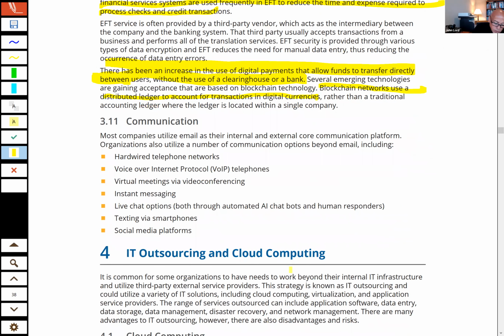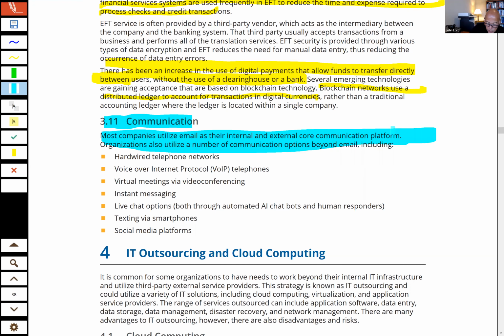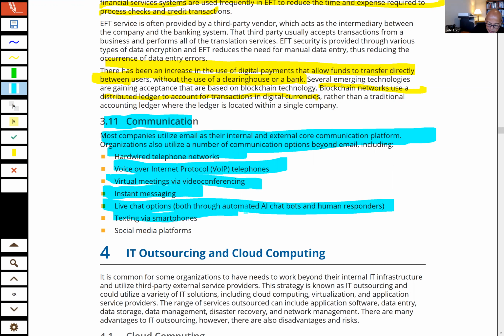Communication, okay, let's go ahead and take a look at some of the communication aspects here. Most companies utilize email in their internal and external core communications, but there could also be hardwired telephone networks, voice over internet protocol, virtual meetings via video conferencing. Again, some of this sounds childish after what we've been through. Instant messaging, live chat options, texting via smartphones, social media platforms are all ways of communicating.